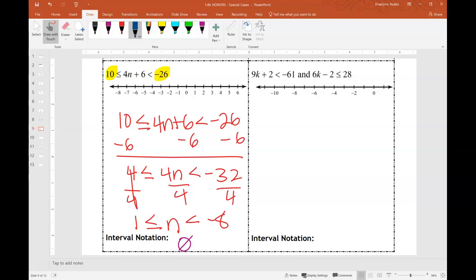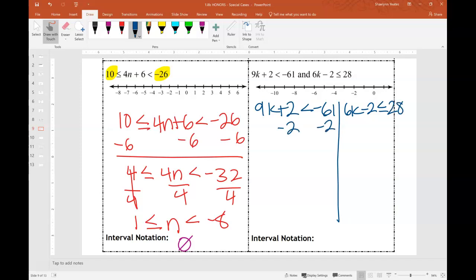All right, let's try this one over here. We're going to do this one in blue. So this one, we're going to have to treat it like two problems. Notice the word and. We are only looking for overlap. So we have 9k plus 2 is less than negative 61. And 6k minus 2 is less than or equal to 28.